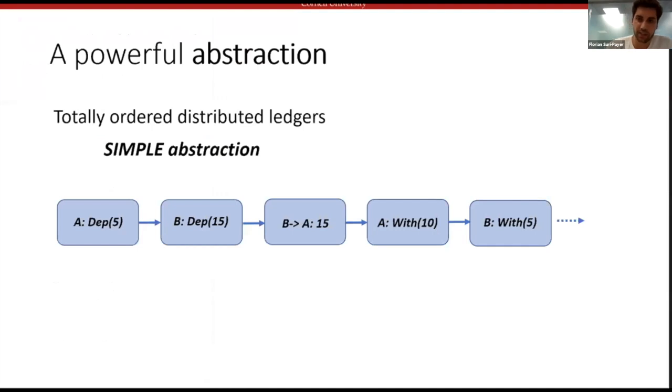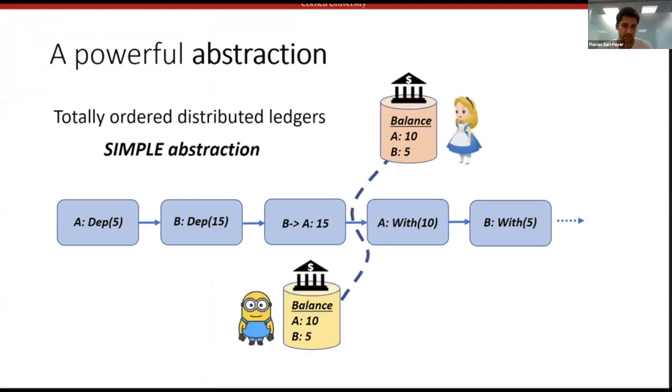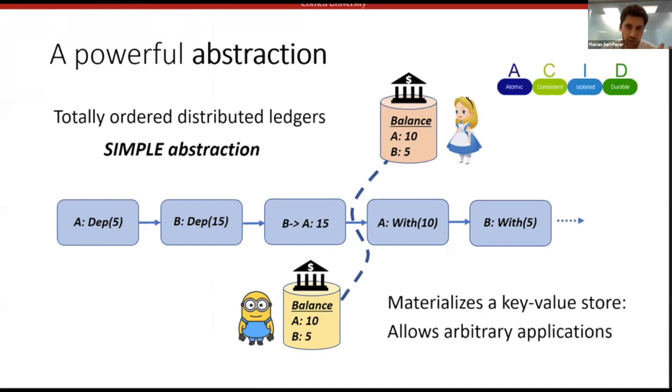I want to start off our discussion by quickly revisiting the simple abstraction of a totally ordered ledger that is at the core of most BFT systems. It's a really powerful abstraction because it allows mutually distrustful participants, for example, Alice and Bob, to agree on common views of the system state, which in turn allows applications such as arbitrary smart contracts to materialize key value stores on top by totally ordering transactions in a way that trivially maintains traditional ACID guarantees such as atomicity or isolation.